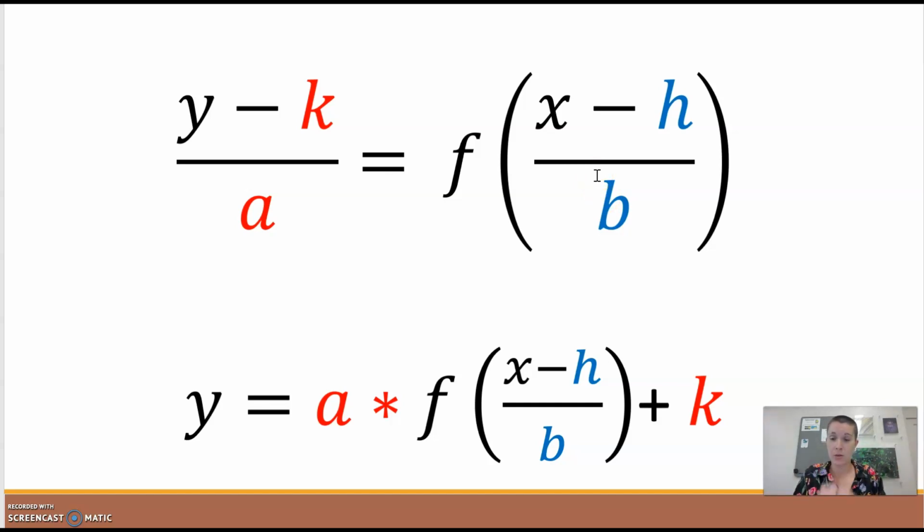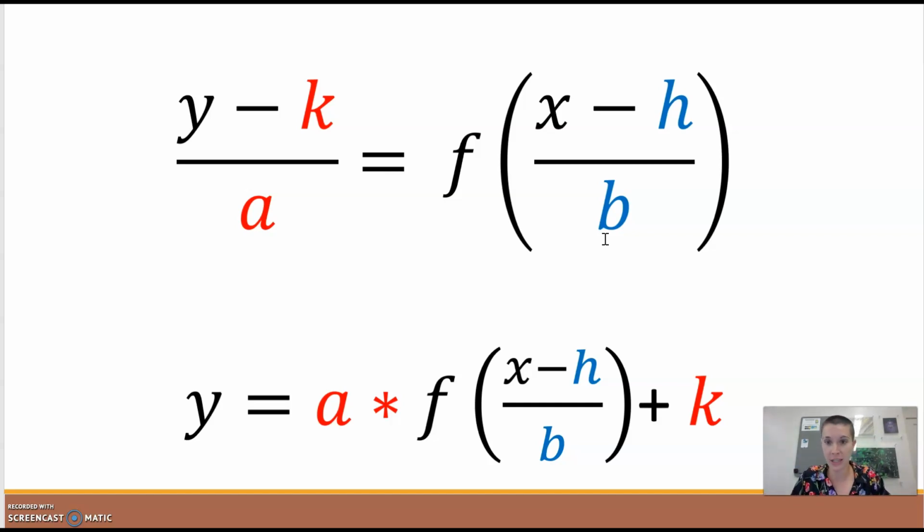is b. Once again, this behaves kind of the opposite of what you think. If we are stretching by a factor of 3, our b equals 3, that means we will have x over 3, right? So if we are compressing by a factor of 3, what we're really doing is dilating it by a factor of 1/3. So our b is 1/3. If you have x over 1/3, that is the same thing as 3x.